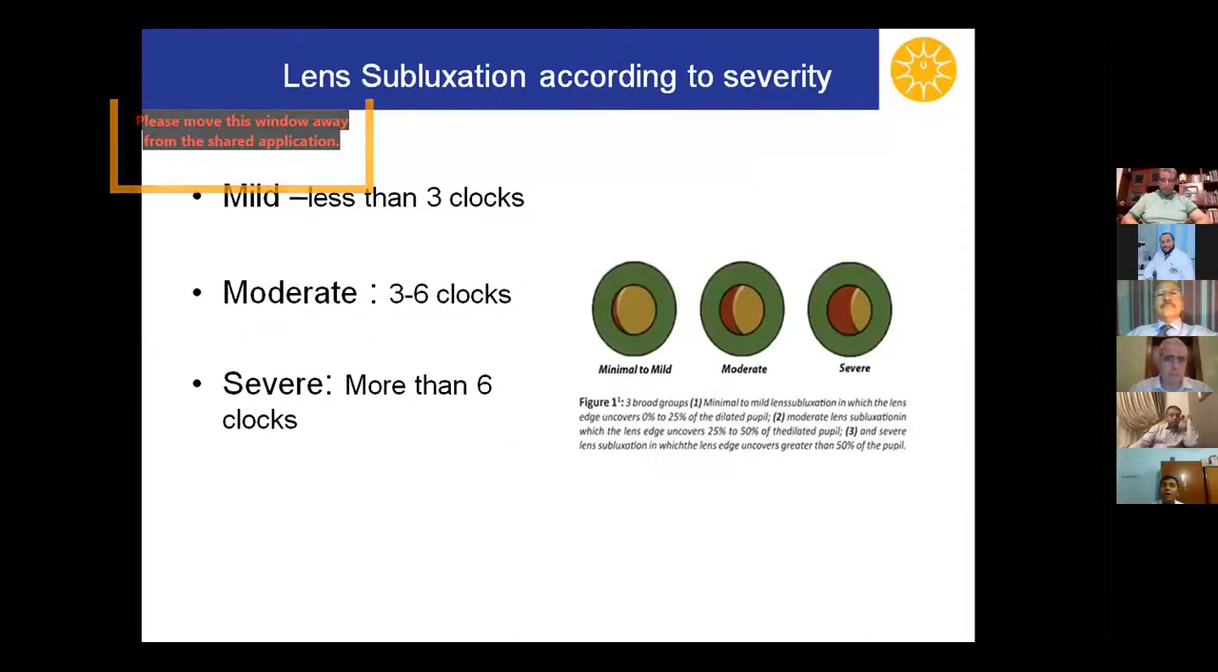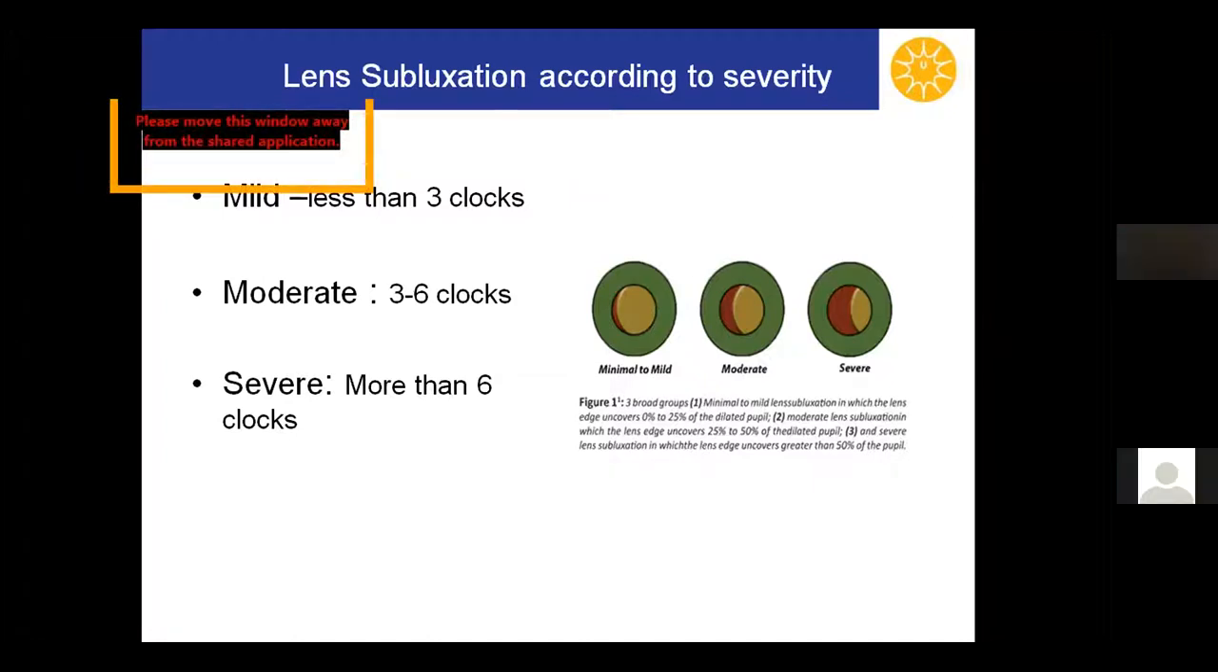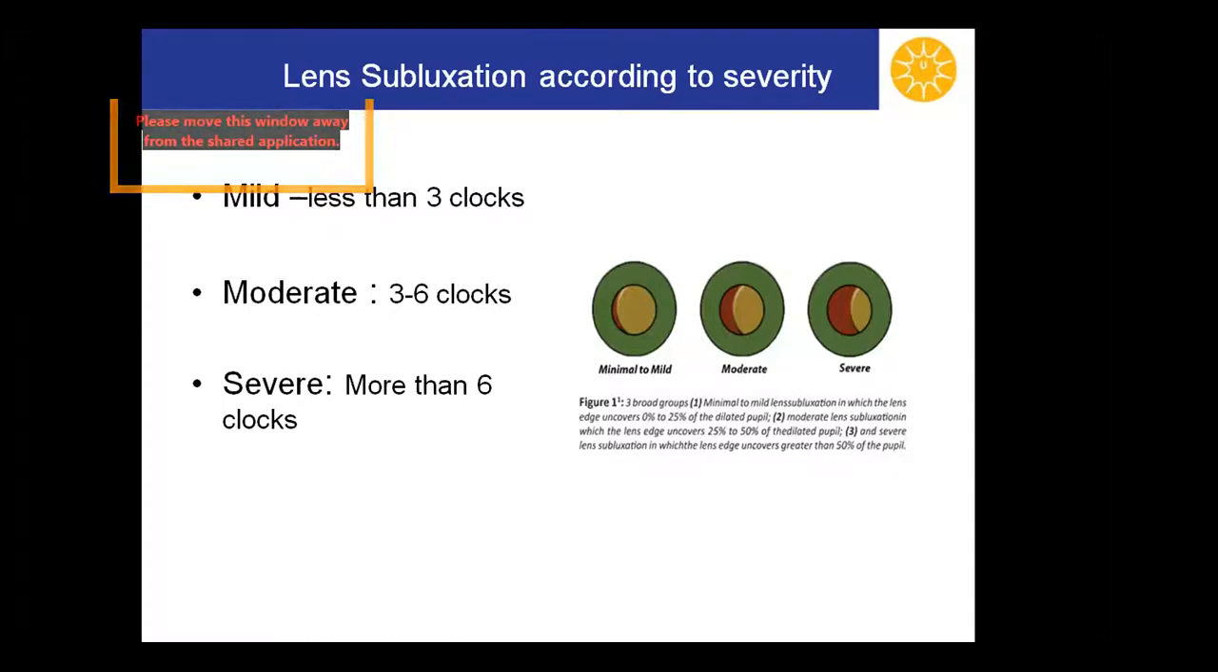According to the severity, zonular dialysis can be divided into three: mild, less than 90 degrees, up to the 3 o'clock hour; moderate, 3 to 6 o'clock hours; and severe subluxated cataract, more than 6 o'clock hours. From a beginner's point of view, I am concerned only with mild to moderate subluxation, because severe zonular dialysis is another topic we can cover in another talk.